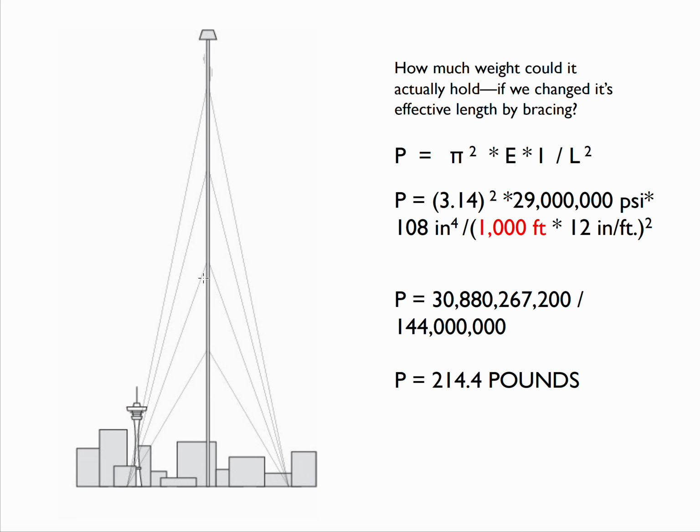If we, in fact, start to brace it, and in this case, I'm bracing it, say, every 1,000 feet. So if I start to brace it every 1,000 feet, remember what Euler's equation is telling us is its critical buckling load. Now that we've braced it, we've changed its length. Because we've changed its length, that allows us to put more weight on it. So the very same column itself now can hold 214.4 pounds.